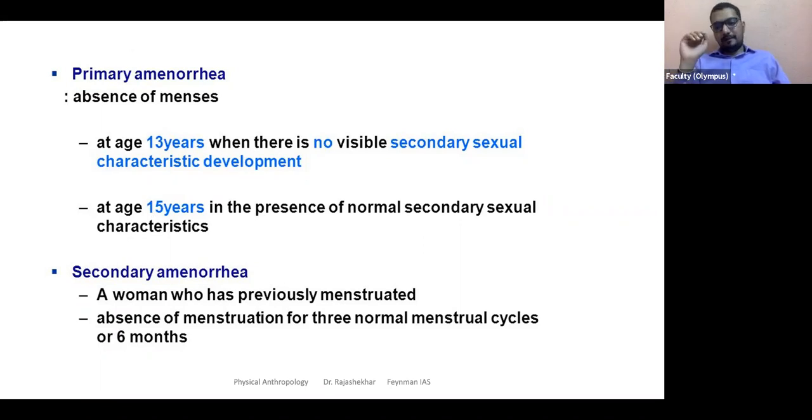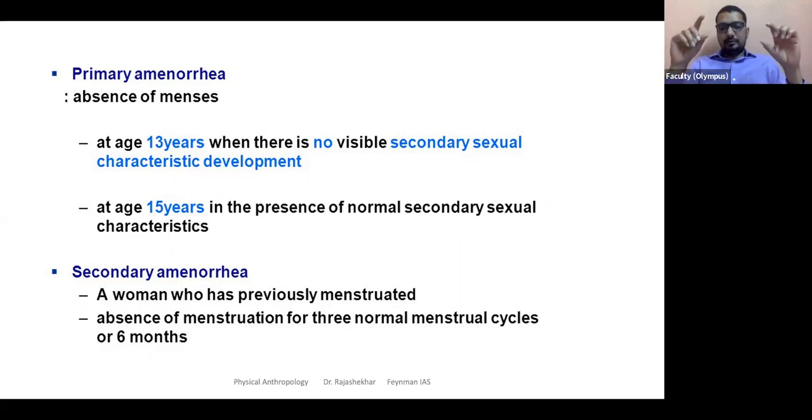Next, secondary amenorrhea. What is secondary amenorrhea? A woman who had menstruation but didn't have menstruation for some time in between, for about 3 normal menstrual cycles or 6 months. If such cycles are missing, then it is secondary amenorrhea, which you normally notice during pregnancy. During pregnancy, no menstruation takes place because there is no need for the body to produce eggs. The body recognizes this through hormonal changes and maintains the balance of hormones in such a way that there is no need for menstruation and egg release, but there is a need for maintaining the pregnancy.